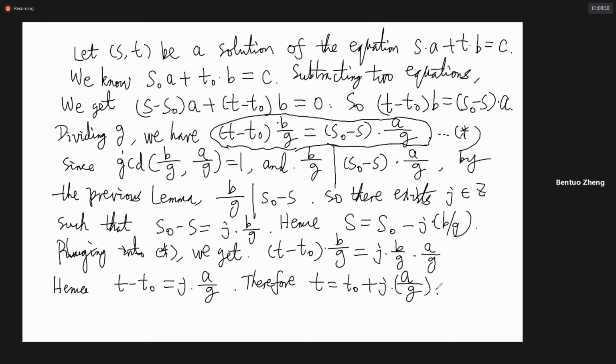Okay, so this finishes the proof. So any solution of the equation is of the form S equals S0 minus J times B over G, and T is equal to T0 plus J times A over G. So now we know that any linear combination of A and B has infinitely many representations.